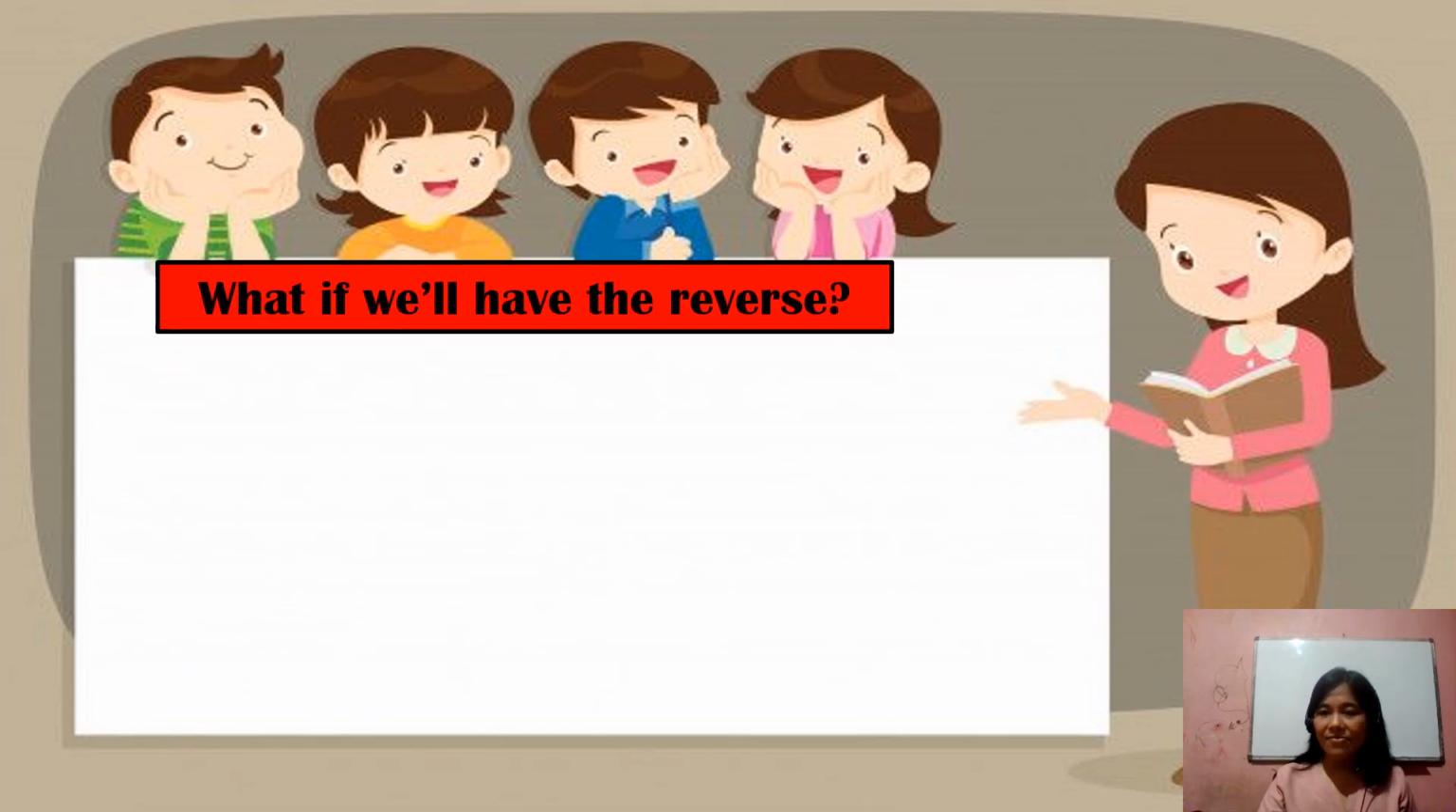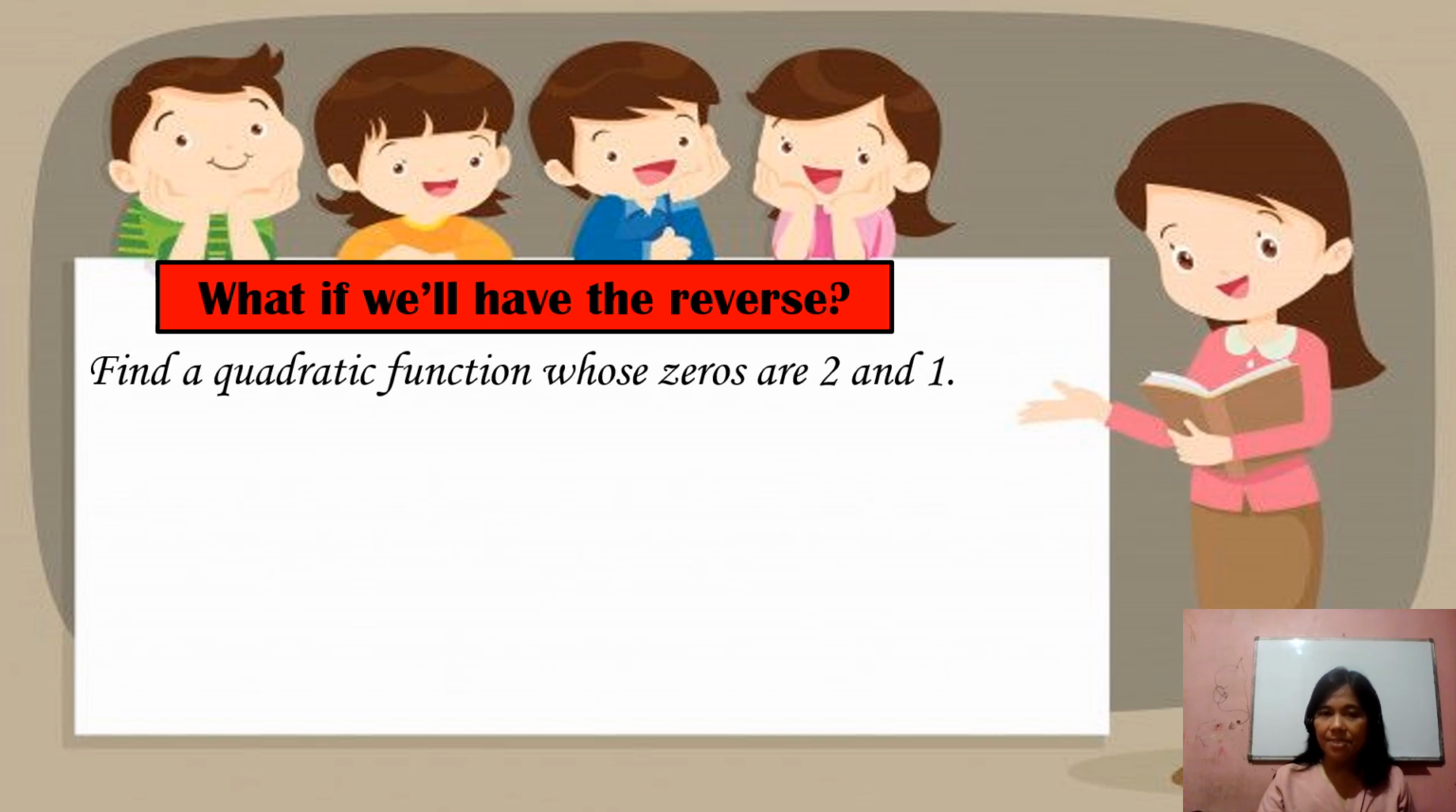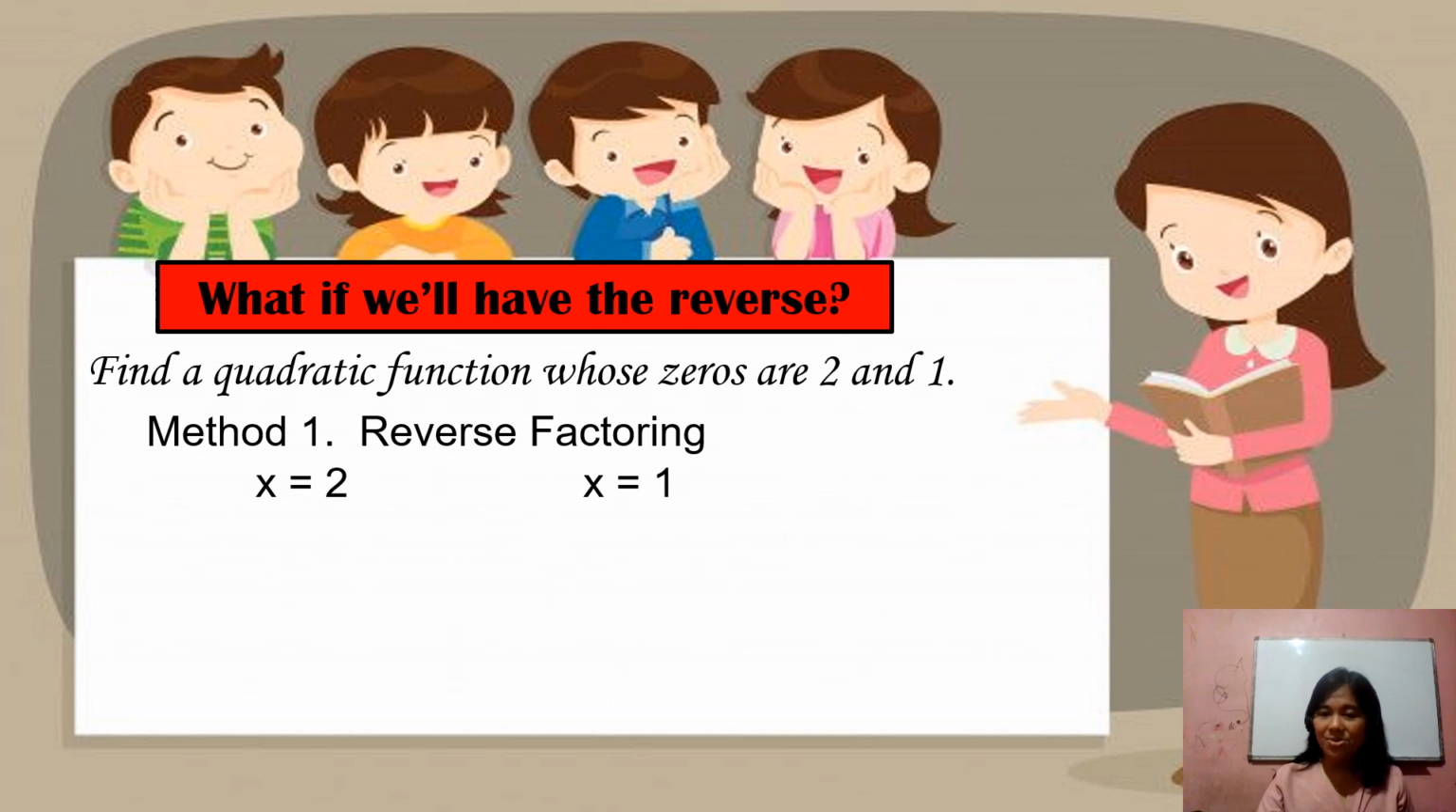Now, what if we have the reverse? Say for example, we have the zeros 2 and 1, and we're going to find the quadratic function. As I've said, this is just a review of what we had last time. There are two methods. The first is the reverse factoring. Remember this? The reverse factoring is that 2 and 1 come from x equals 2 and x equals 1. And transposing each will give us x minus 2 and x minus 1.